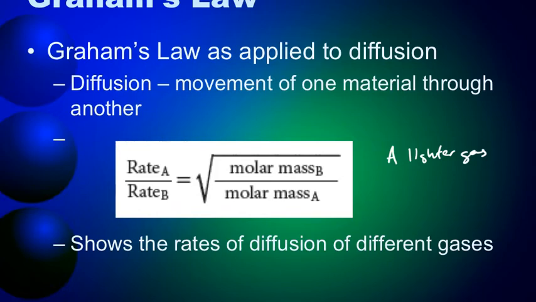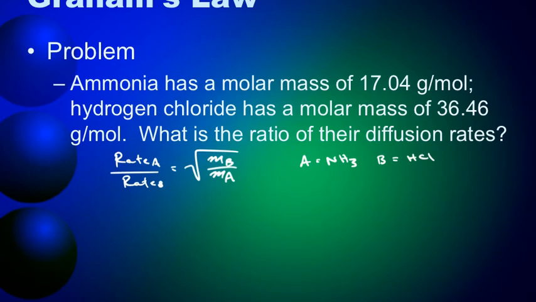So we're going to try some equations with this and see how we do. Okay, so here's a sample problem. Ammonia has a molar mass of 17.04 grams per mole. Hydrogen chloride has a molar mass of 36.46 grams per mole. What is the ratio of their diffusion rates? So here's our equation. Rate A over rate B equals the square root of molar mass of B over the molar mass of A. I went ahead and made ammonia A since it's the lighter gas. You don't have to do that, but it will make our math make a little bit more sense here. So let's go ahead and just plug stuff in.